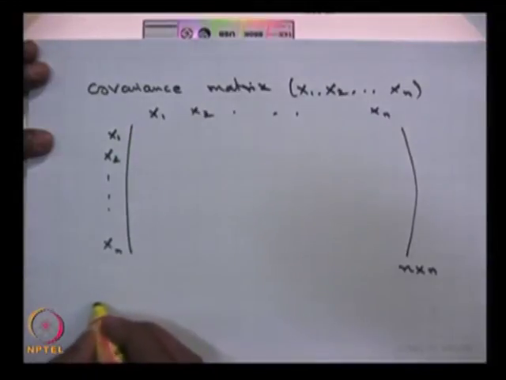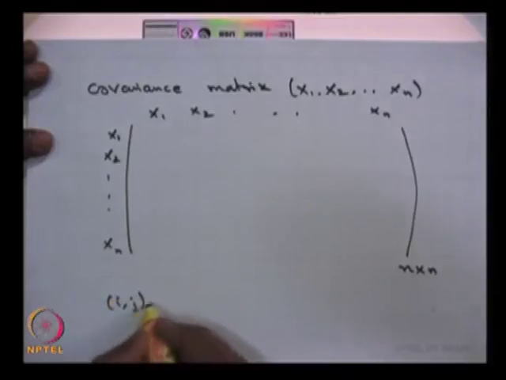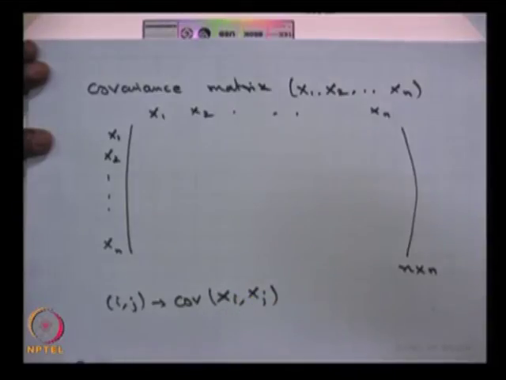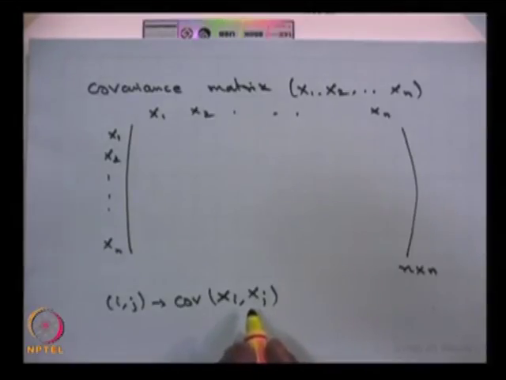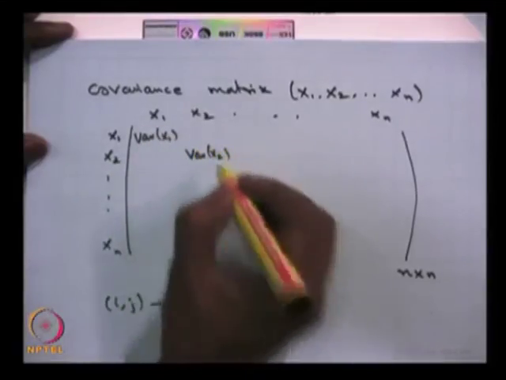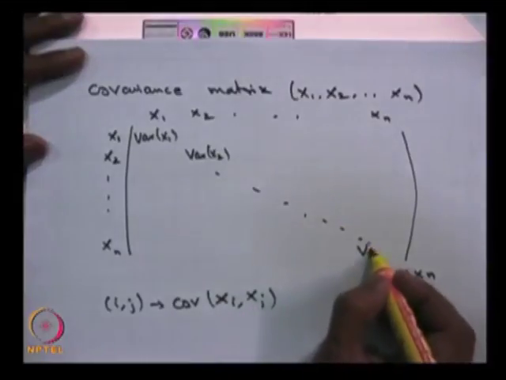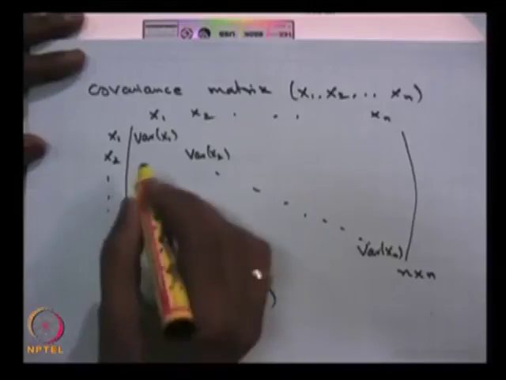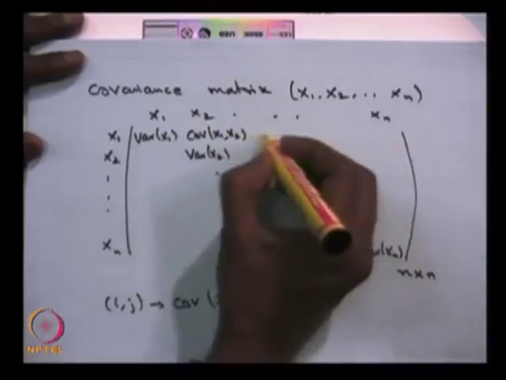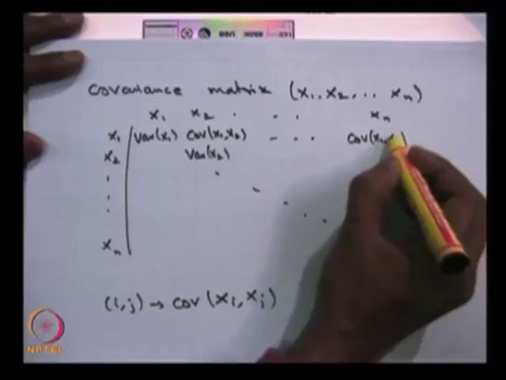So the matrix entry (i, j) is nothing but the covariance of the random variable xi with xj. You know the definition of covariance of xi and xj: if i and j are the same, then that is nothing but E of x square minus E of x whole square, which is the variance of that random variable. Therefore the first diagonal entry is the variance of x1, the next is the variance of x2, and all the diagonal elements are variances of the xi's. Whereas other than the diagonal, the first row has the covariance of x1 with x2, and so on, and the last element is the covariance of x1 with xn.